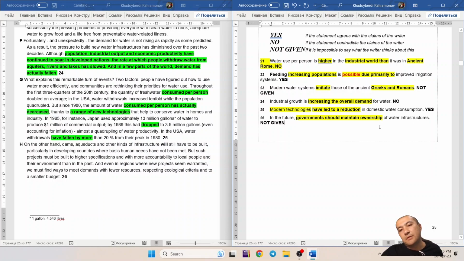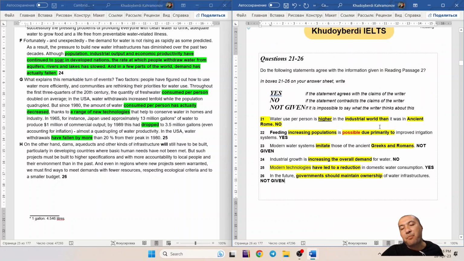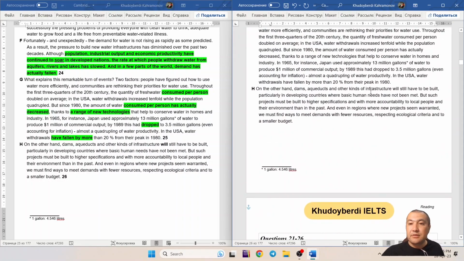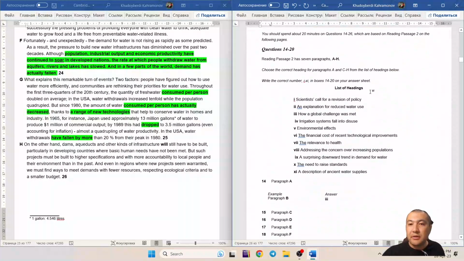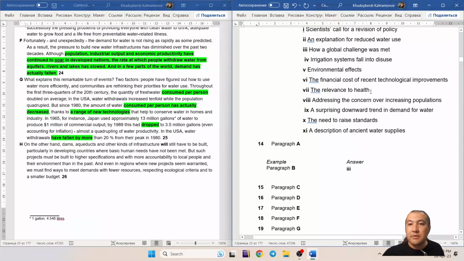No, yes, not given. You know, it's not always that the sequence goes like no, yes, not given, no, yes, not given. Actually, we shouldn't believe in such a sequence. It may just be a coincidence, right? All right, let's get back to the headings, the heading ones.